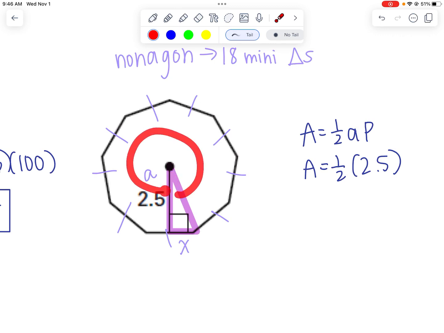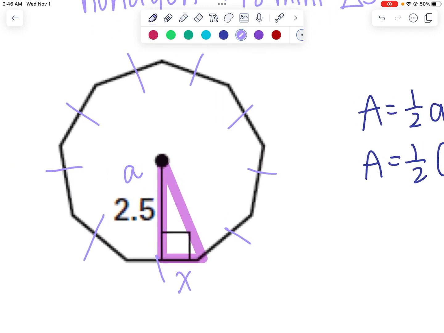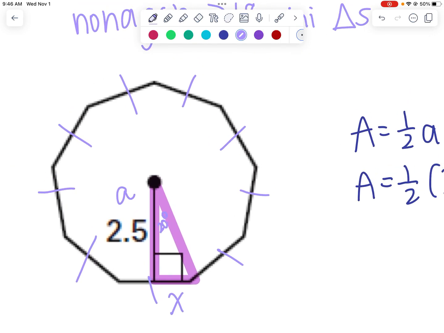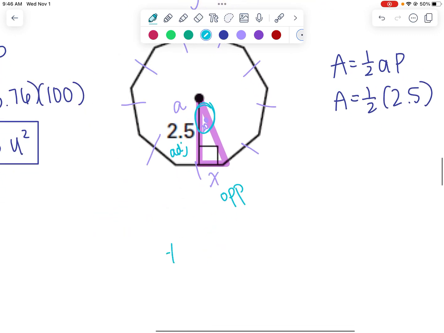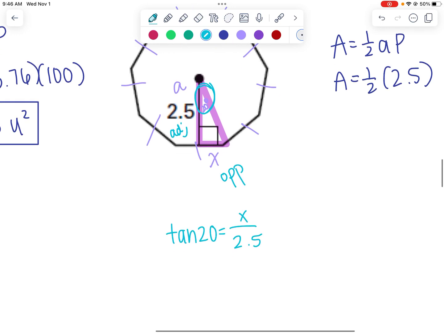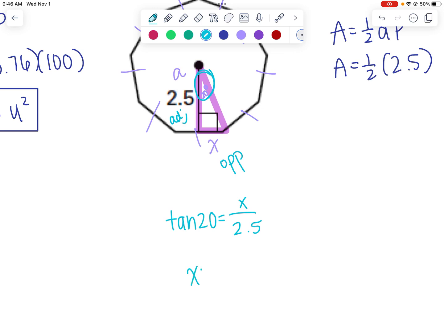Okay, if you remember that all the way around was 360, the nonagon would have 18 of those mini triangles. So 360 divided by 18 would make this little angle up here 20 degrees. Okay, I'm going to circle my angle, label x would be opposite, 2.5 would be adjacent. So I'm going to do tangent again. But this time x is up high, so I'm going to multiply. And make sure that your mode is in degrees. Because if you do it correctly, you should get that x is about 0.91 if you multiply because x is up high.